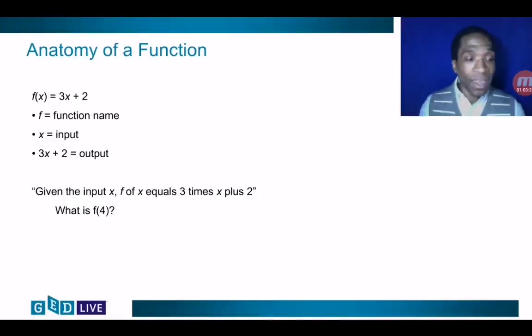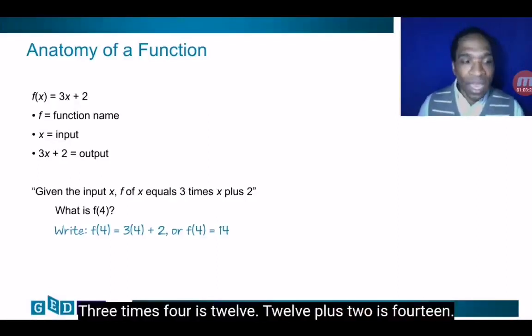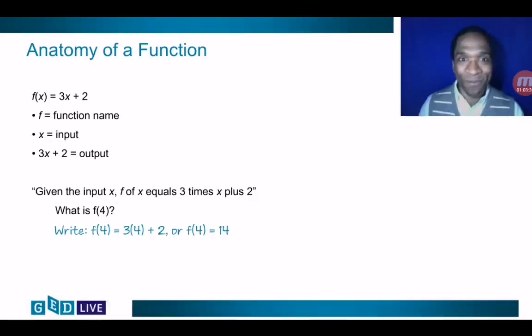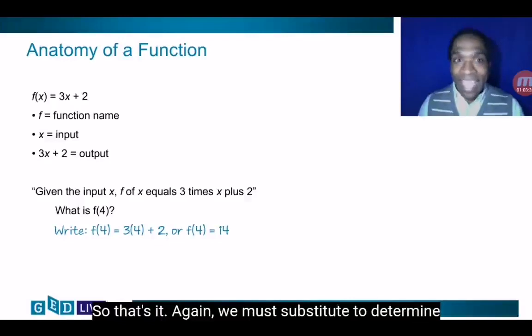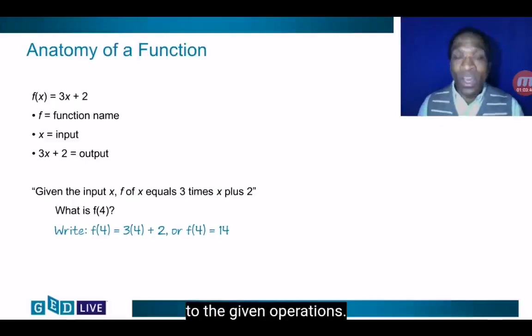Well, let's see. f of 4 would equal 3 times 4 plus 2. 3 times 4 is 12. 12 plus 2 is 14. So that's it. Again, we must substitute to determine the correct output. You want to do that carefully according to the given operations.